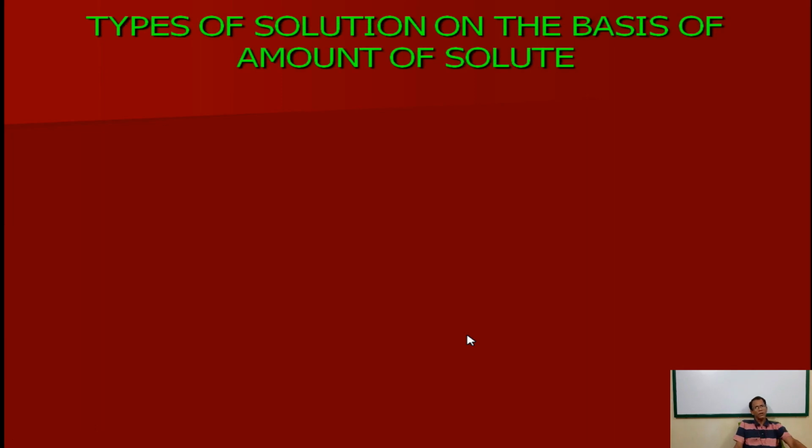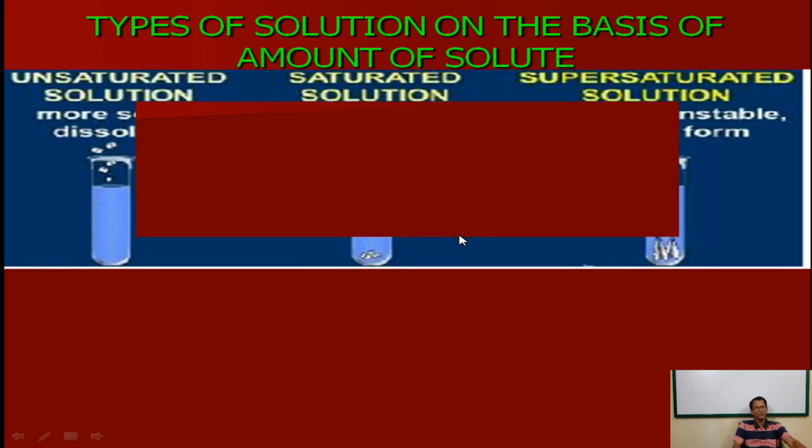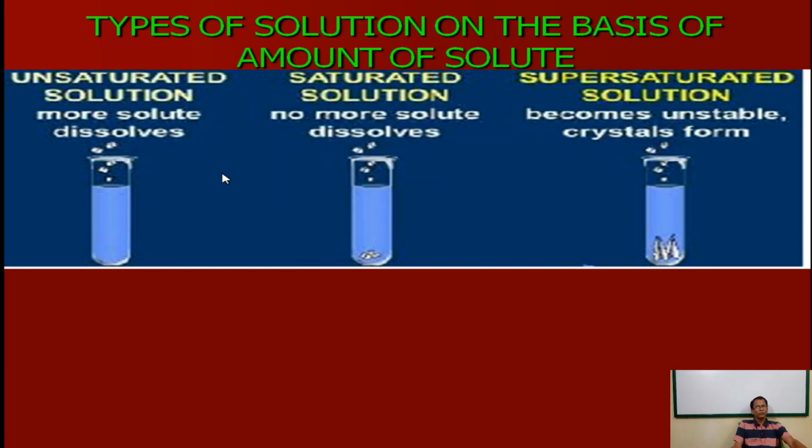Types of solution on the basis of amount of solute. That means we are classifying the solution on the basis of the amount of solute present in the given solution. Amount means the percentage. So the types of solution are unsaturated, saturated and supersaturated solution. Unsaturated means more solute can be dissolved. If you add more solute, it can be dissolved. That is called an unsaturated solution.